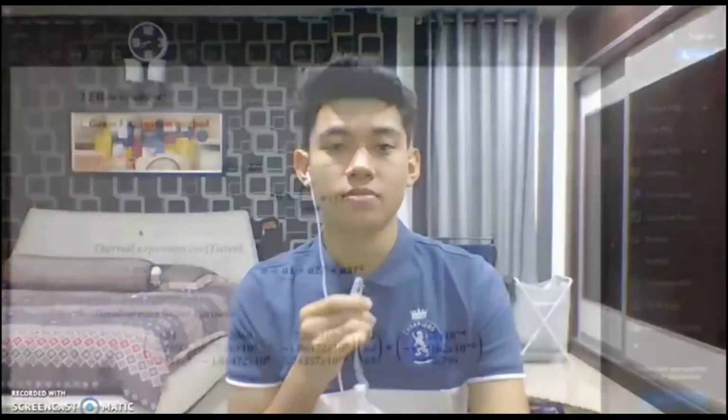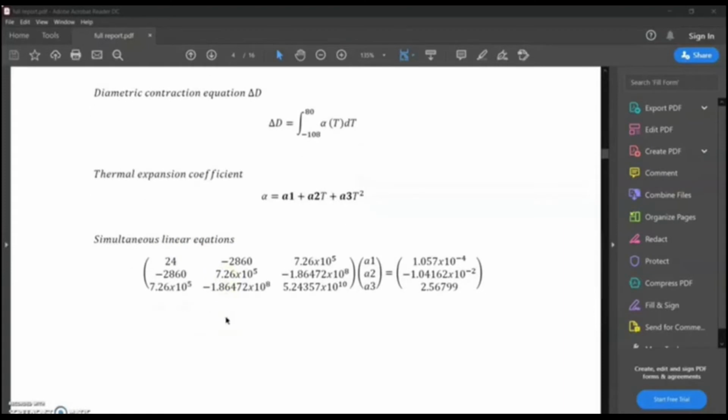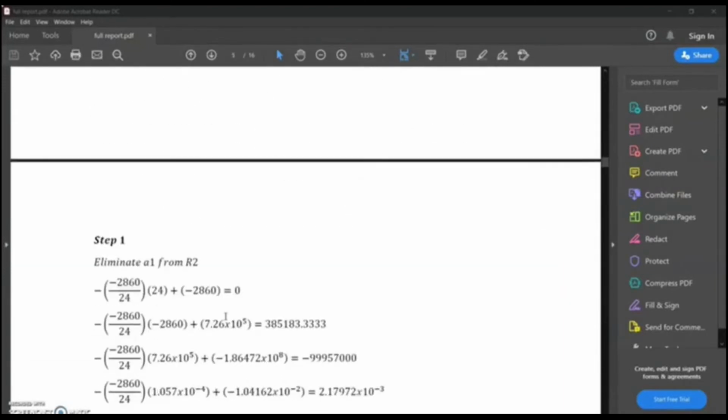For 2.2, how to solve it? Okay, there are two methods that we can use. First, the Gauss elimination method. As given below, there are the diametric contraction equation delta D, the thermal expansion coefficient, and the simultaneous linear equations. The Gauss elimination method is used to solve the division by zero problem.